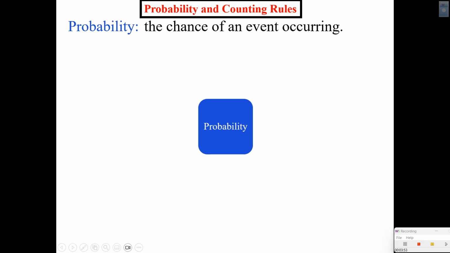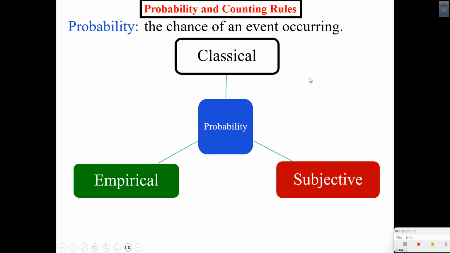What were the 3 areas of probability that we're going to cover? Here they are. Classical, empirical, and subjective. Copy that diagram, please, in your notes, so you can have the roadmap as to where we're going. Once again, probability, we're going to be looking at classical, empirical, and subjective. Last week we started with classical. Today we're moving on to empirical.